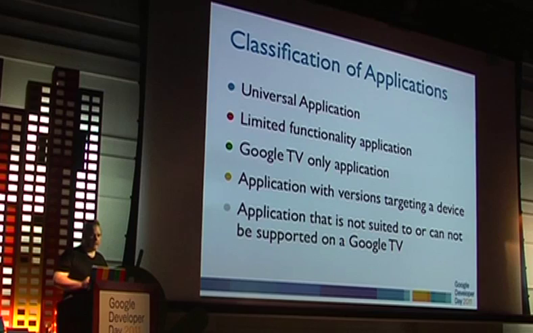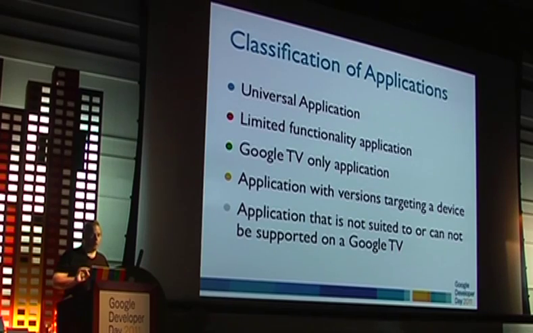So a universal application runs on all devices and optimizes itself for each. A limited functionality app will only do a subset of activities on TV, such as an app that includes SMS or something else that's phone specific. You won't have that on TV, but you can test and just turn off that feature. Or a Google TV app, which is optimized for a TV experience. It's up to you to decide what you'd like to build.